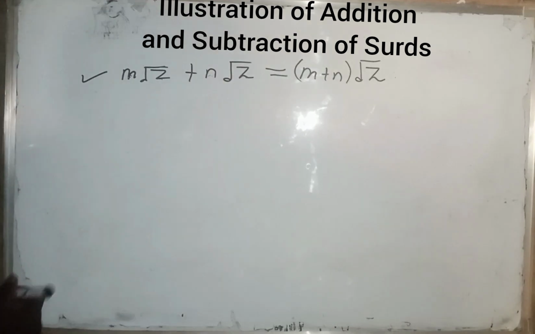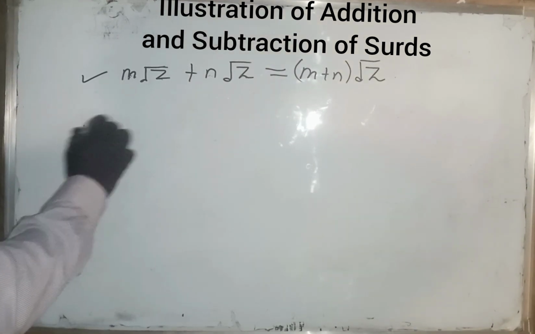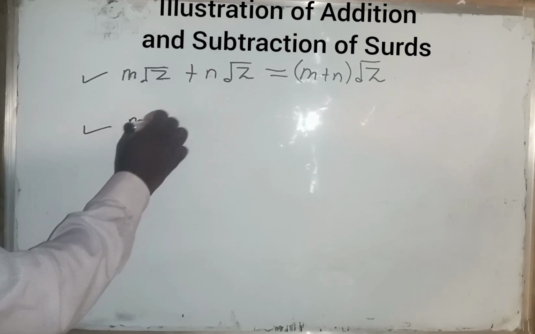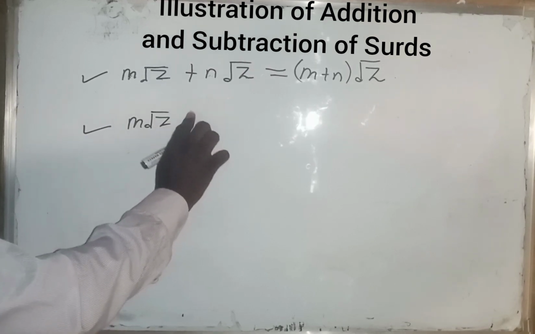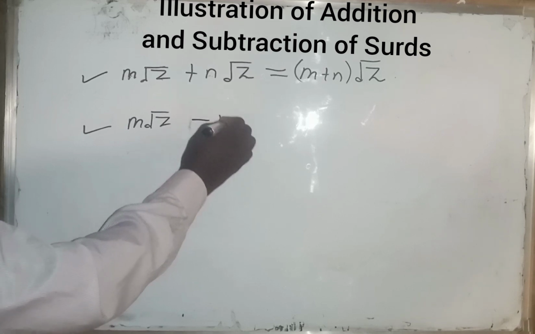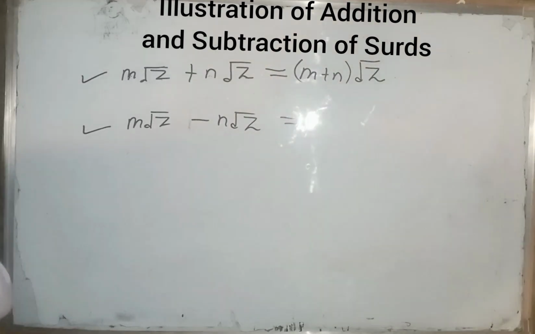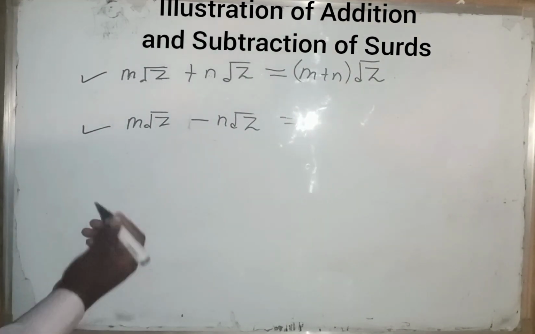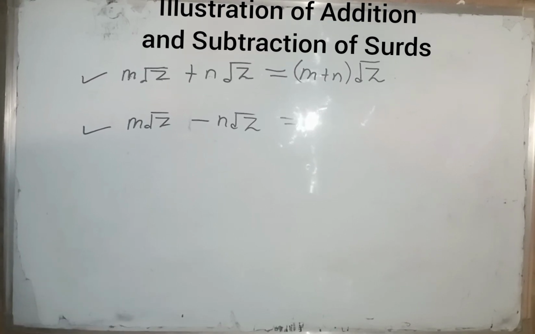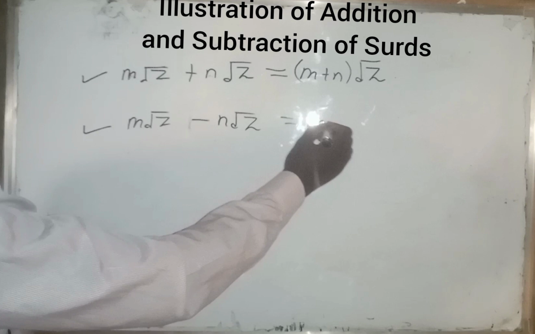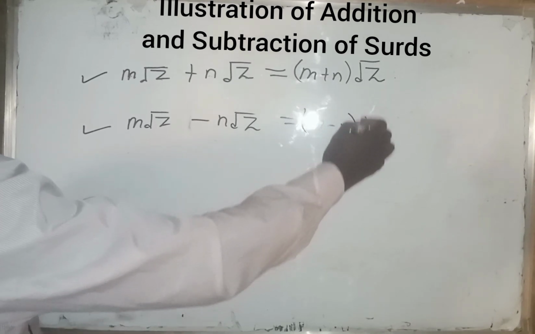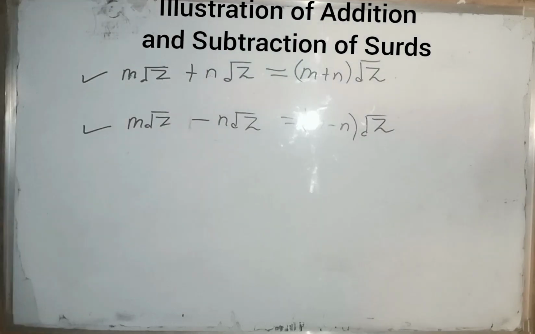What if it is subtraction? If it is subtraction, you follow the same pattern. Nothing changes. So for instance, you have m root z minus n root z, and we are going to subtract these two surds. To subtract these two surds, as I indicated in the first scenario, you simply subtract the numbers outside the roots, and then you pick one of the roots. So in this case, this will give us m minus n, then root z. So that is how we subtract these surds.